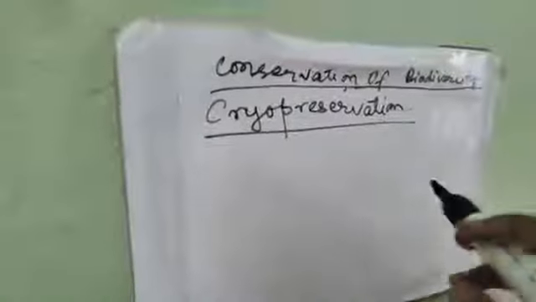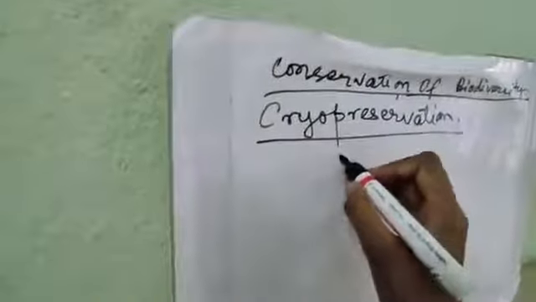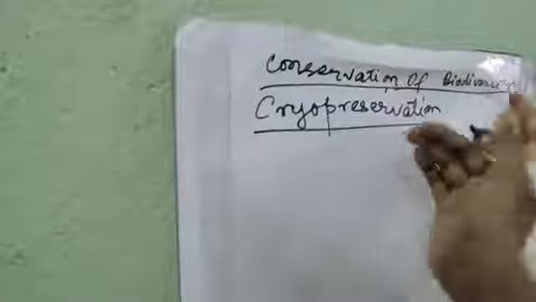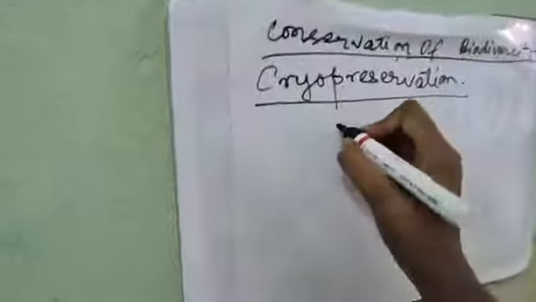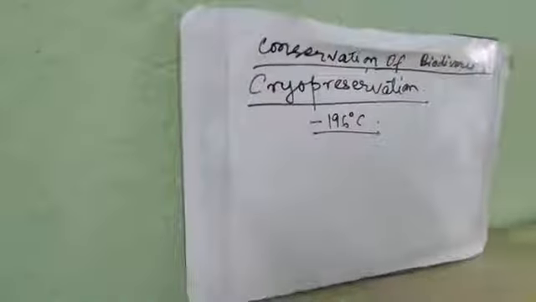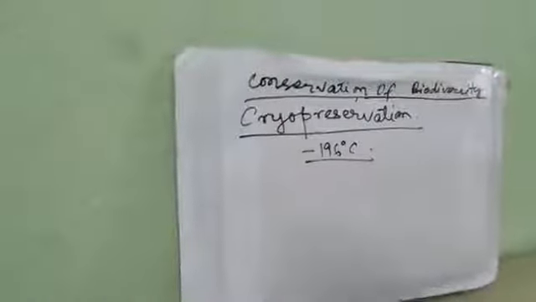Next is cryopreservation. It is another method of ex situ conservation. What happens? A part of the organism or any tissue is conserved at minus 196 degrees Celsius in liquid nitrogen. Now when the situation is favorable, those parts can be taken out again in order to prevent the extinction.